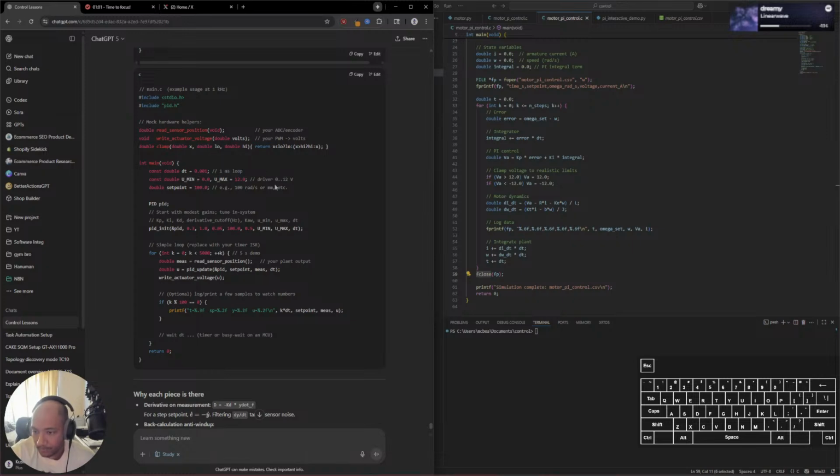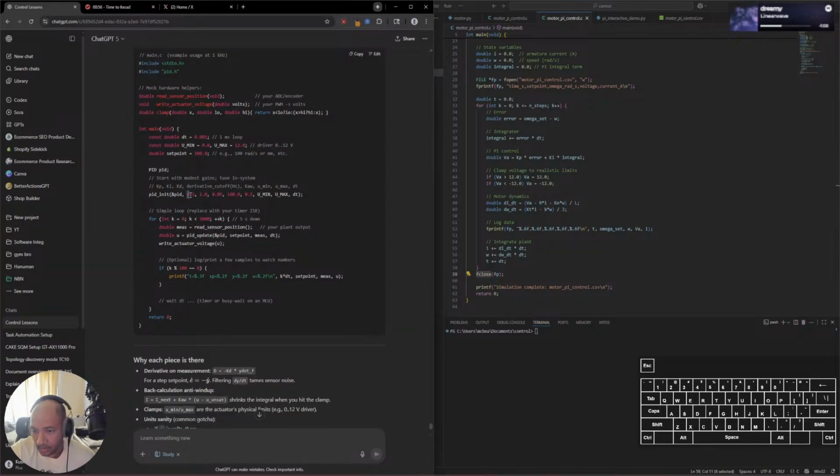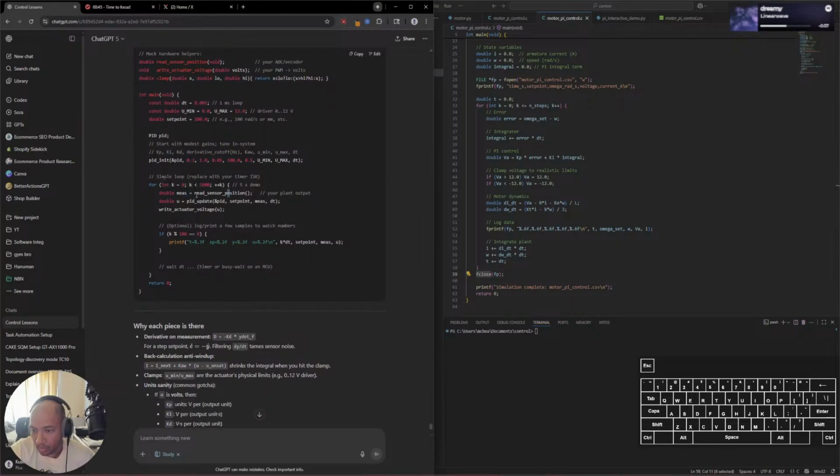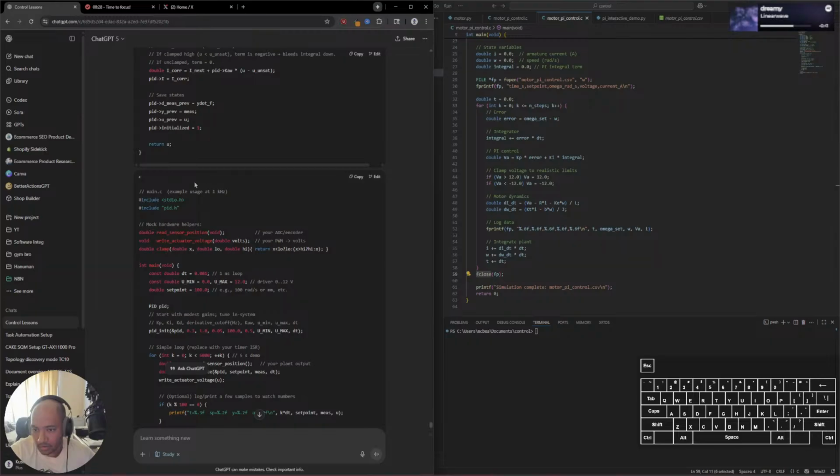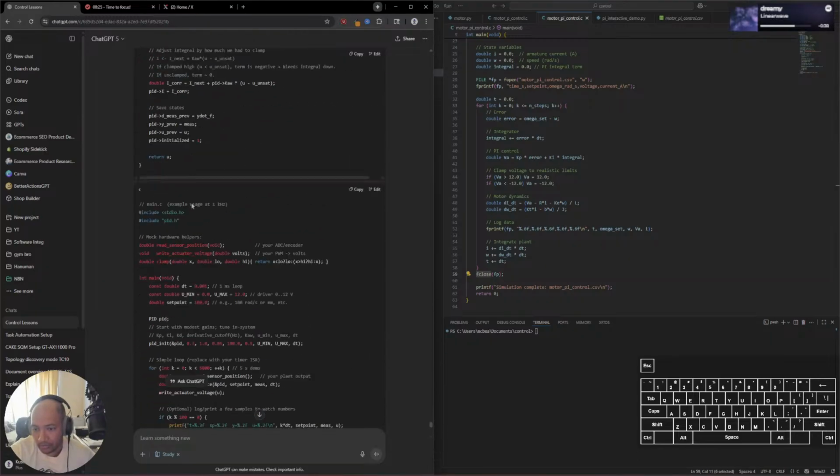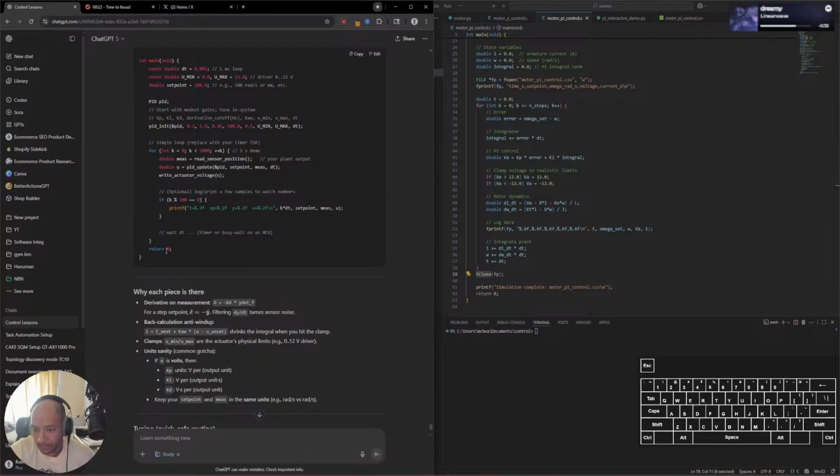1 millisecond loop. So 0 to 12, set point's 100. 0.3, 1, 0.05, 100, 0.5. I wish they would label these for me, so I know. Whatever. Read sensor position, your planned output. PID update. Set point, measured, and DT. Then the writing of the actual voltage. Where does that come from? I guess I'm returning my U value. And that's it. Okay.